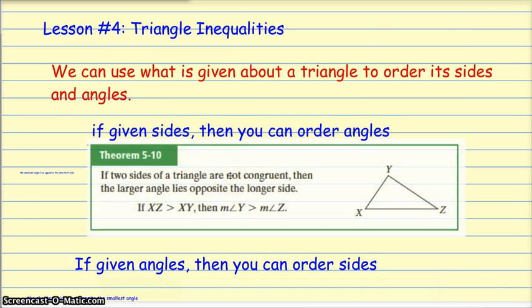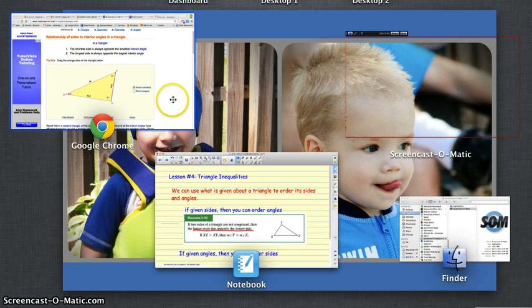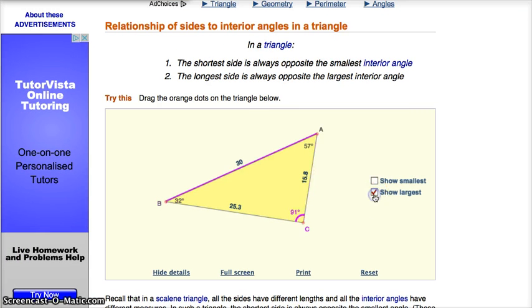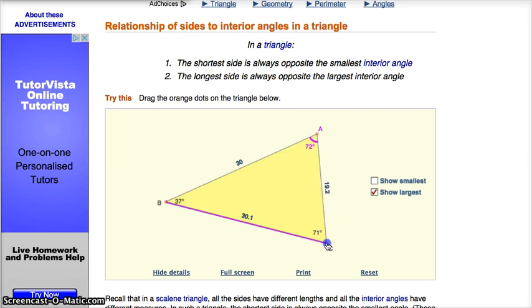It says if two sides of a triangle are not congruent, then the larger angle lies opposite the longer side. So the larger angle is across from the longest side. Have an animation. So here's a triangle. What it's done is I've told it to highlight the largest angle and largest side.